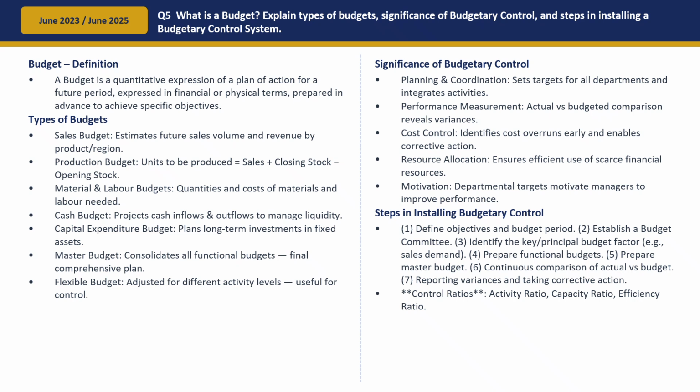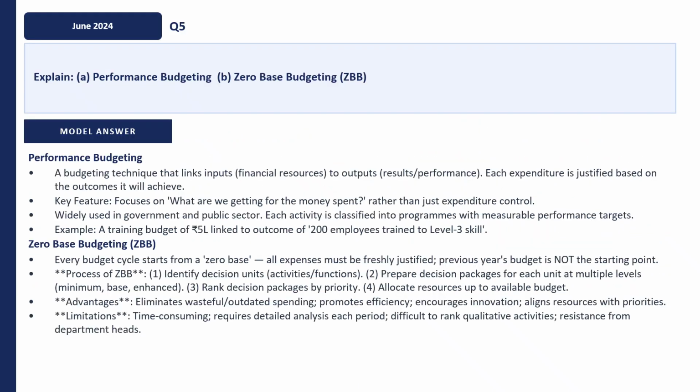Next is budgetary control, a highly repeated topic. A budget is a quantitative plan for future. Types include sales, production, cash, and master budget. Budgetary control helps in planning, coordination, performance evaluation, and cost control. Steps include setting objectives, preparing budgets, comparing with actuals, and taking corrective action. Also remember, performance budgeting focuses on outcomes, and zero-based budgeting starts from zero every time.